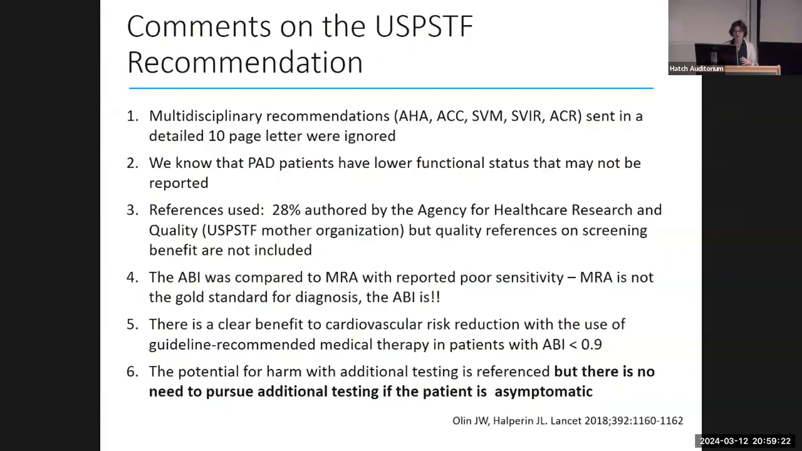We know that there's clear benefit to cardiovascular risk reduction when we use guideline-recommended medical therapy for our patients with an abnormal ABI. And lastly, they said that there was a potential for harm with additional testing if you've identified PAD in a patient with no symptoms, for example. But the reality is we don't need additional testing if the patient doesn't have symptoms. You can stop at the ABI, put them on maximal medical therapy, and stop there. You don't need to get additional testing.